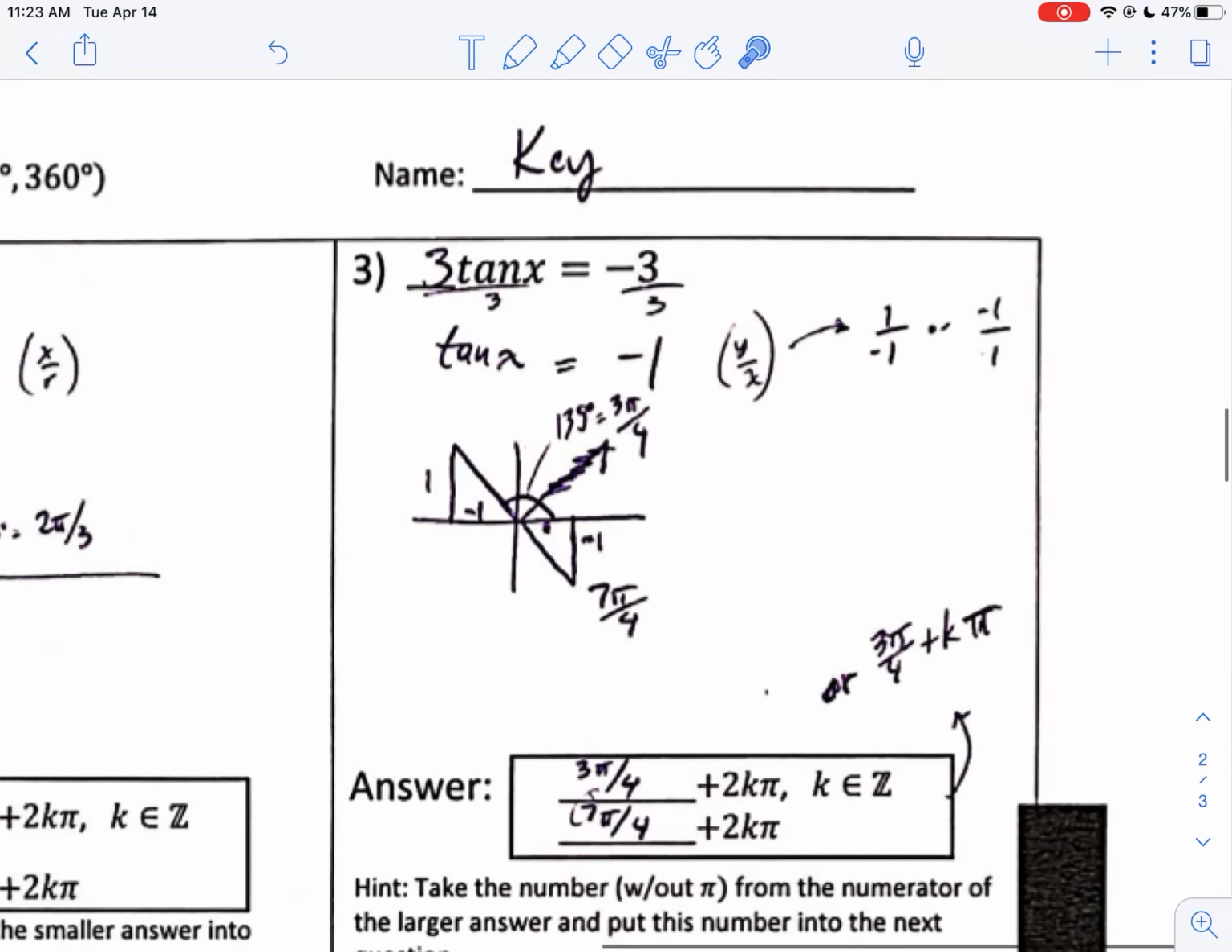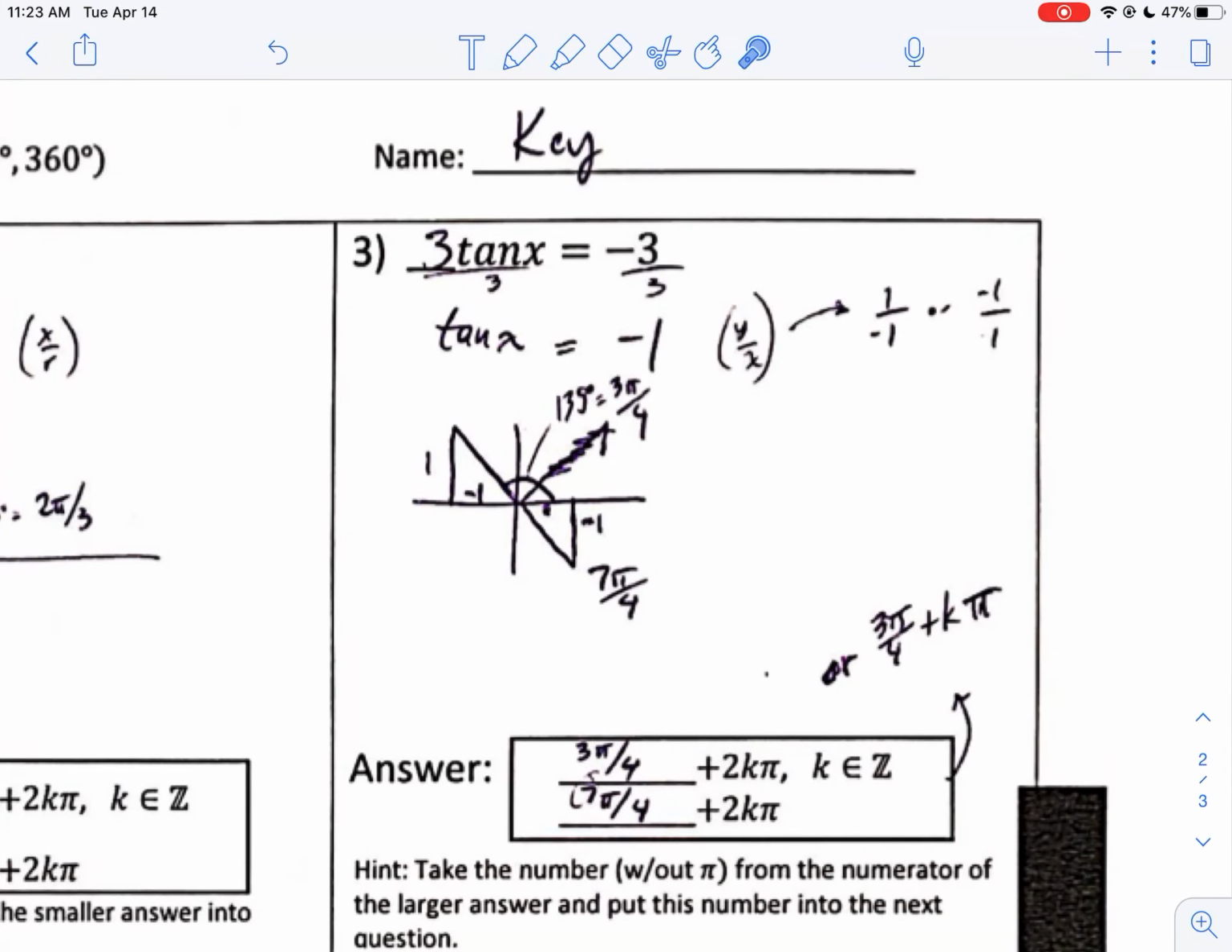The hint says put the denominator of the smaller answer into the next question. So that'd be 3. So we come up here and we put a 3 in here for number 3. And we've got to solve. Again, to get tangent by itself, I'm going to divide both sides by 3. That gives me tangent of x equals -1. Tangent, we know, is y over x. So this is going to happen when I have 1 over -1 or -1 over 1. Either one of those will give me -1 here.